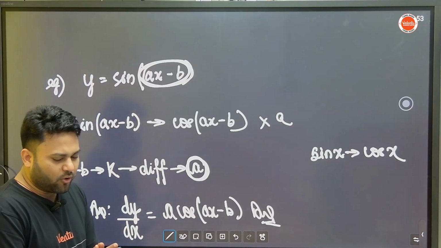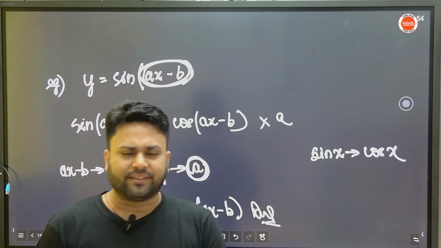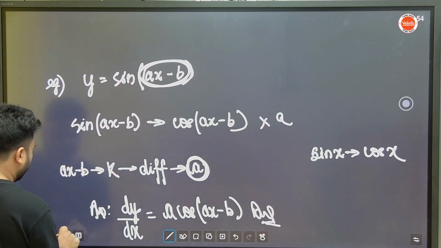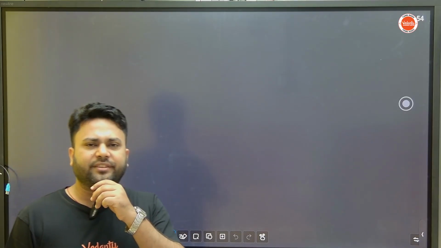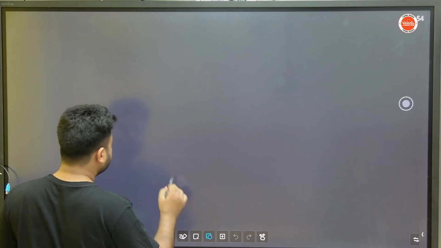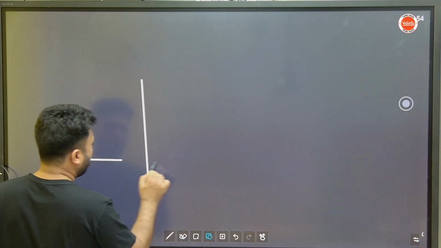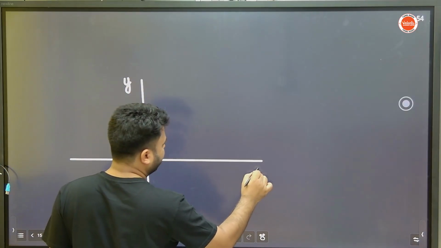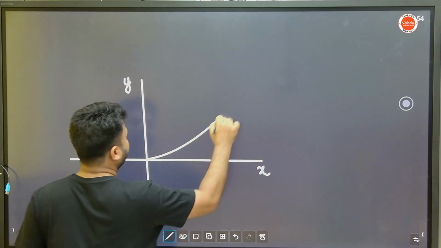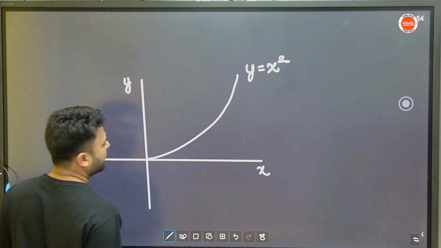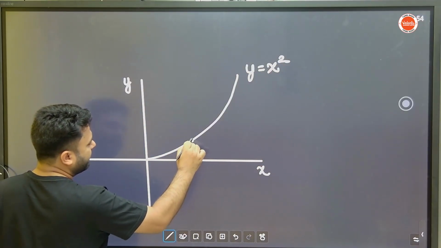So this is all about slope and all these things. For example, again going back to practical situations, suppose if I take this is my y-axis, this is x-axis, this is the graph of y equals to x square. There is a point here.